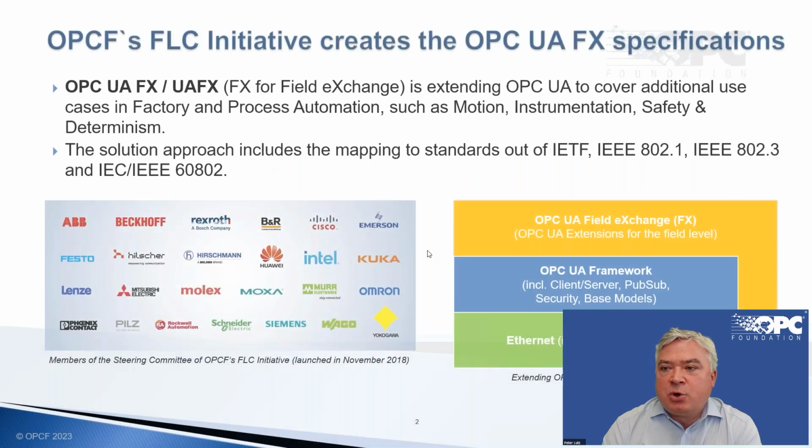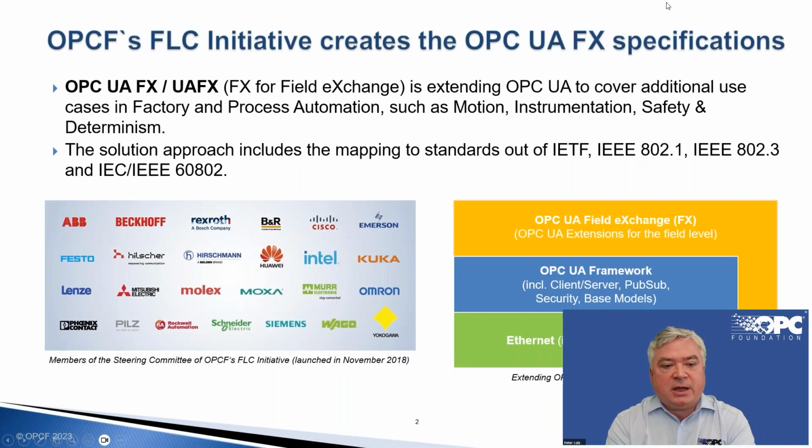Nevertheless, I think it's good to quickly introduce the purpose of the initiative that we actually launched back in November 2018. At that time, there was an agreement to extend OPC UA to cover additional use cases in factory and process automation. And as Stefan already mentioned, this includes certain requirements and application areas such as motion control, instrumentation, functional safety, real-time is very important, and deterministic transport as well.